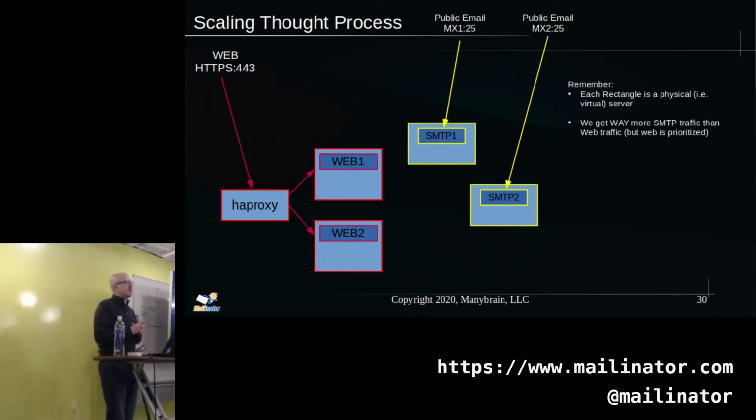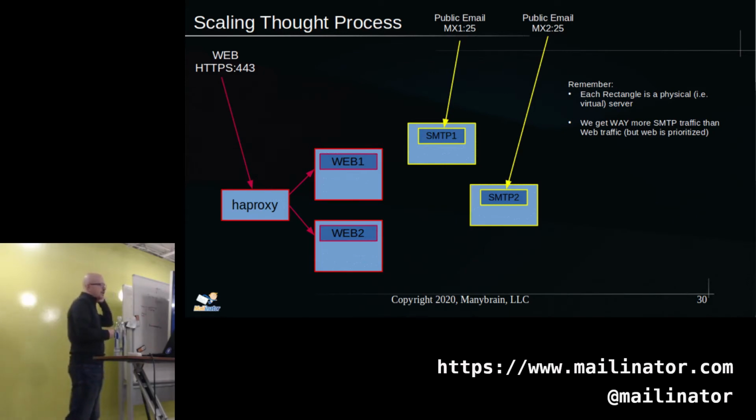So HA Proxy is a fantastic tool. And there's a bunch of them. Nginx will do it too. HA Proxy is, I'd say, probably lighter weight.